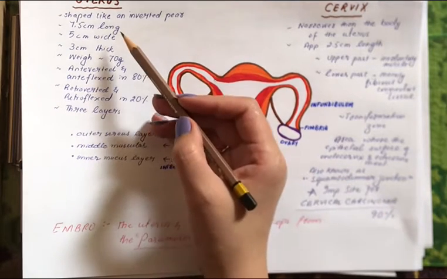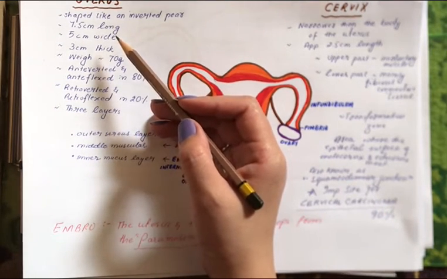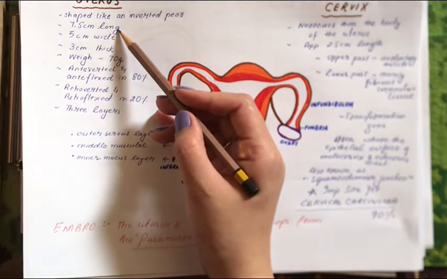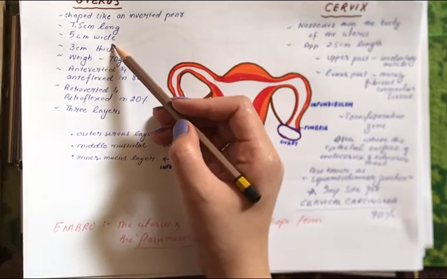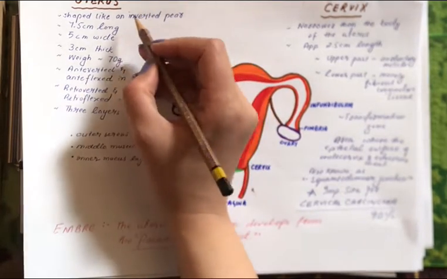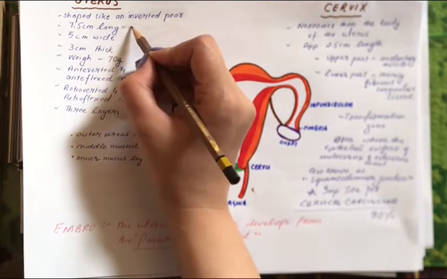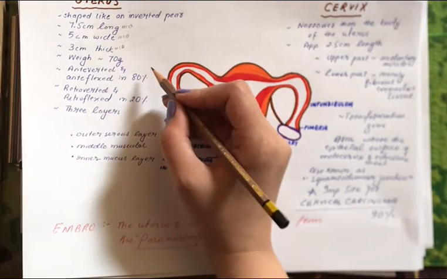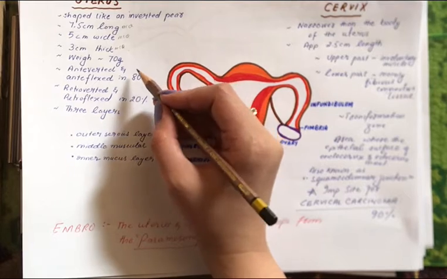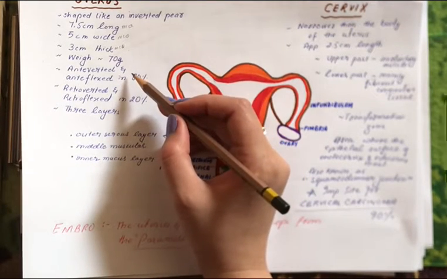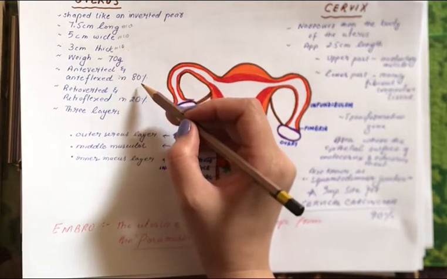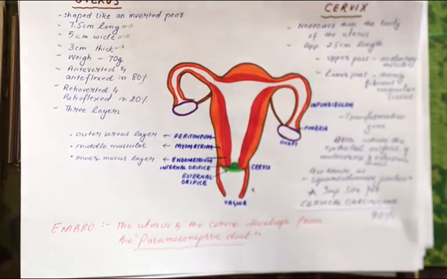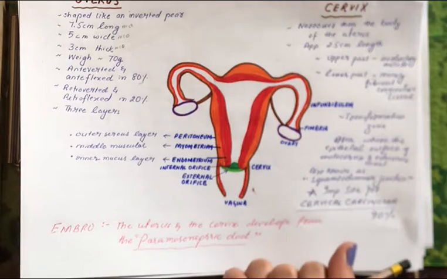The maximum external dimensions are about 7.5 centimeter long, 5 centimeter wide and 3 centimeter thick. These values are important for your MCQs. It weighs about 70 grams, and it is anteverted and anteflexed in 80% cases, and may be retroverted and retroflexed in 20% cases.